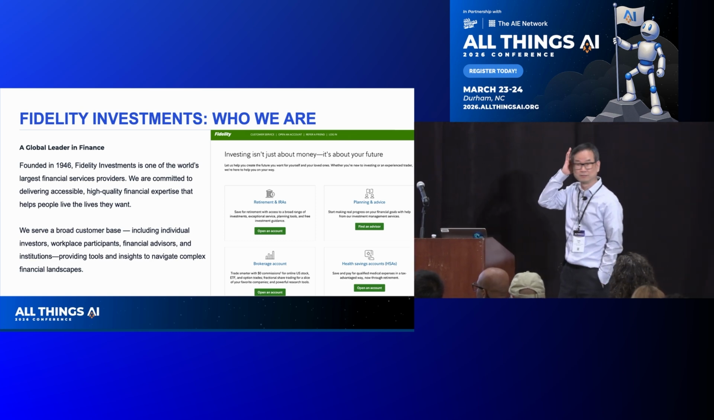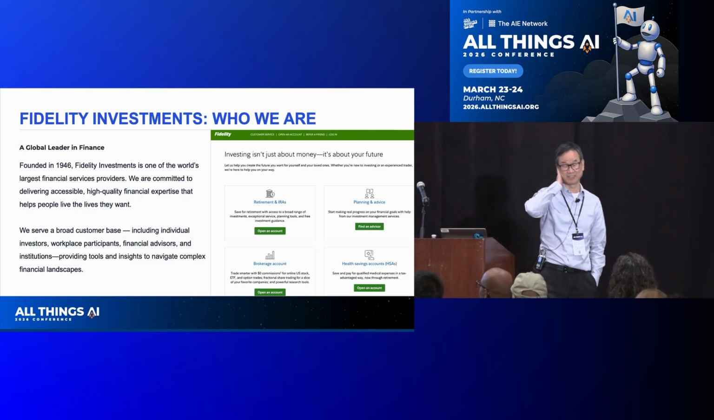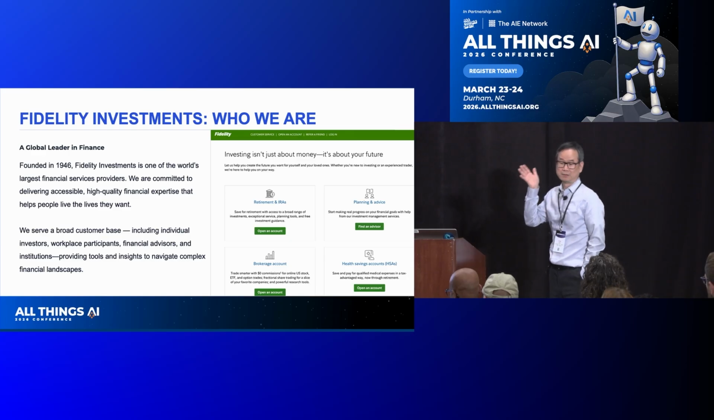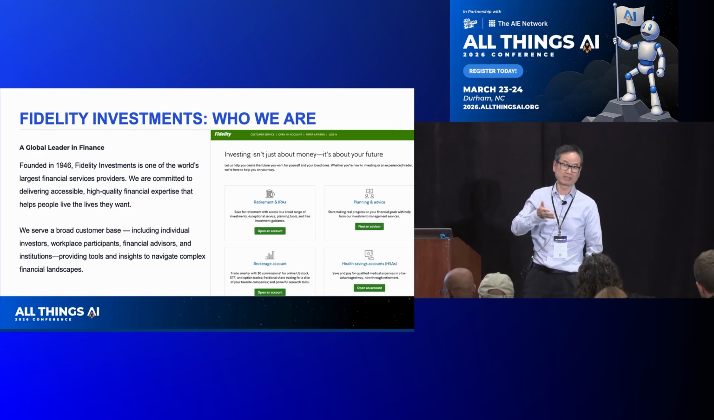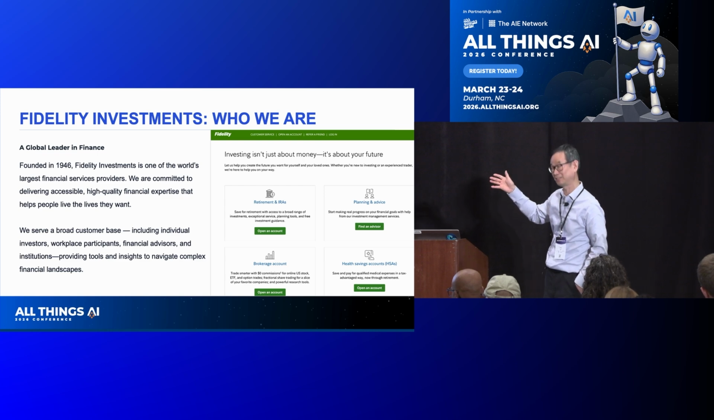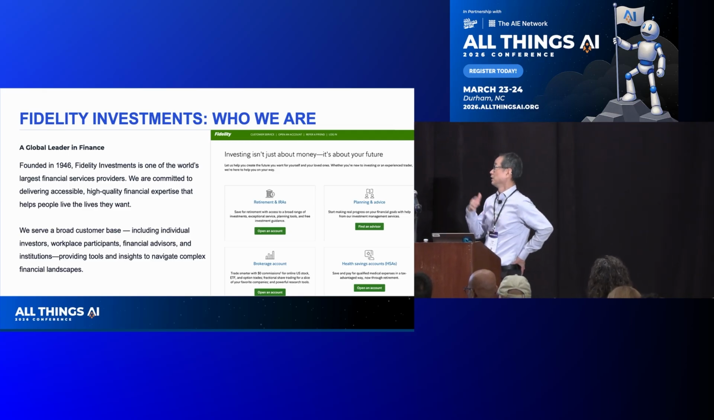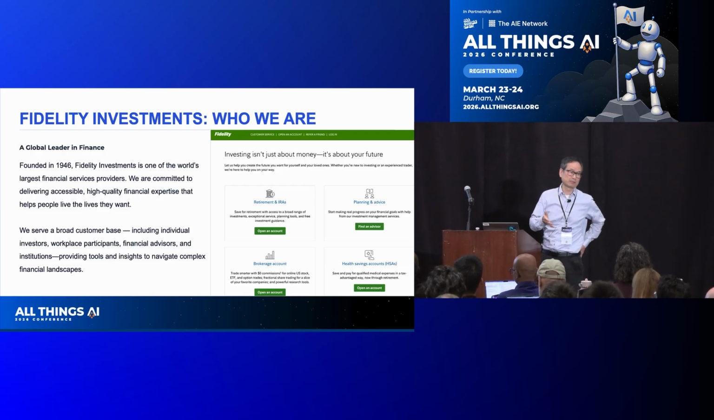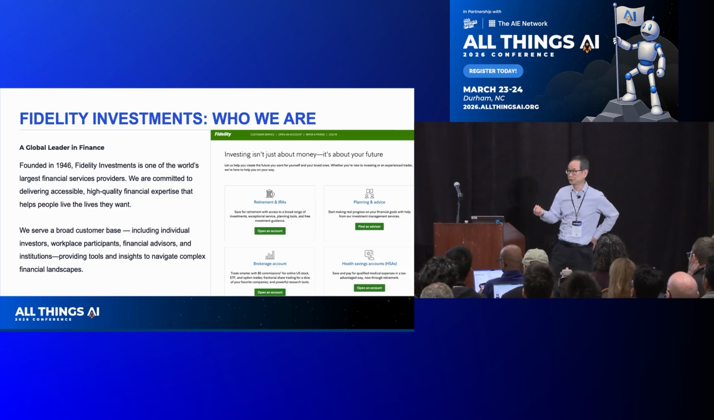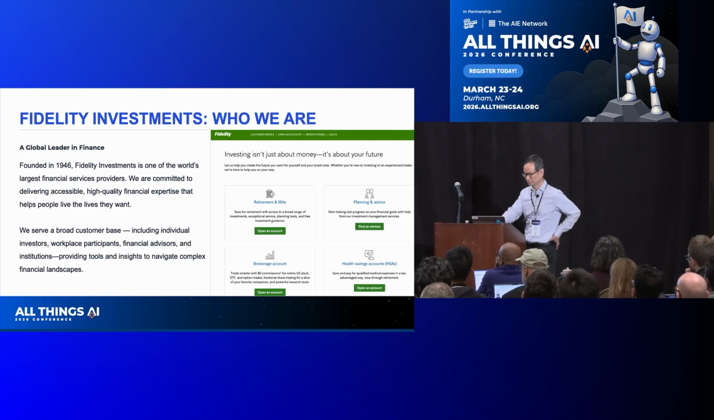Fidelity Investments is a company probably everyone's heard about. This company was founded 80 years ago, and today it has become one of the largest financial services companies in the world. You probably know Fidelity from mutual funds, but also 401k, as well as brokerage services. There's free commission trading with Fidelity as well, and crypto. We do a lot of ETFs, index funds, etc. We serve individual investors, workplace participants, and institutions as well. So such a broad customer base that any small issue, whether it's using AI or not, can quickly become a large risk event.